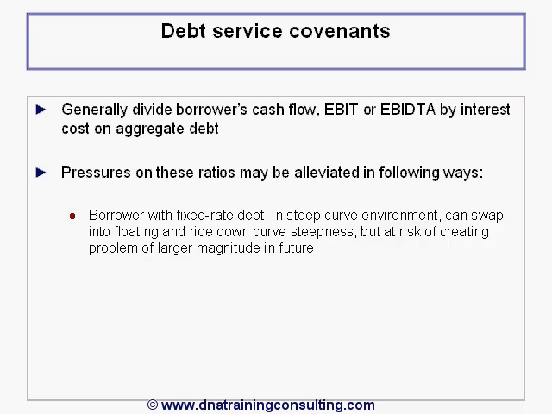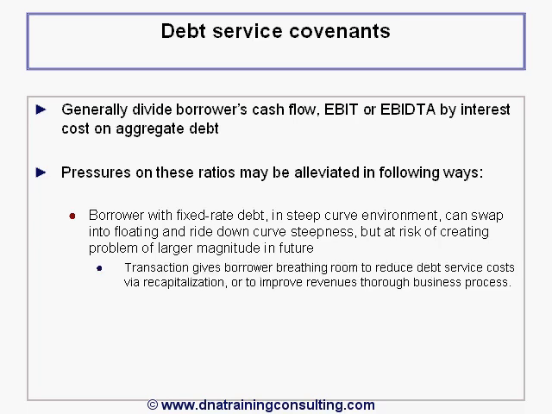A borrower with fixed-rate debt in a steep curve environment can, of course, swap the debt into floating and ride down the curve steepness, although at the risk of deferring into the future a problem of a larger magnitude. At the minimum, the transaction gives the borrower some breathing room, whether to reduce debt service costs via a recapitalization or to improve revenues through its business process.